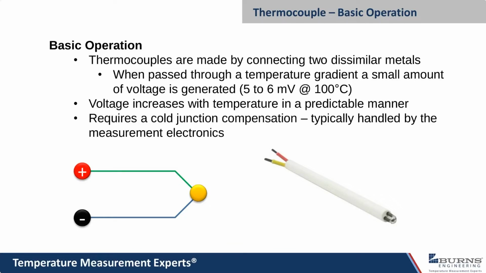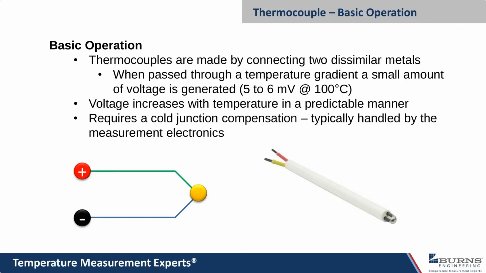So thermocouples are a real simple device. It's just two wires welded together to make a little junction. When you have the little junction in a hot place and the other end of the wires in a cooler place, you can measure a voltage, and that voltage changes with temperature. As the temperature goes up, the voltage goes up. So it's a real simple device.